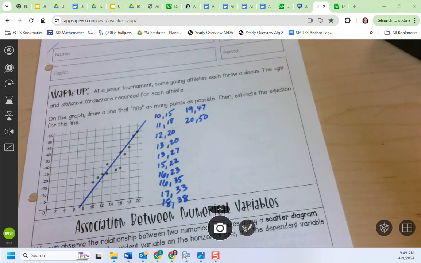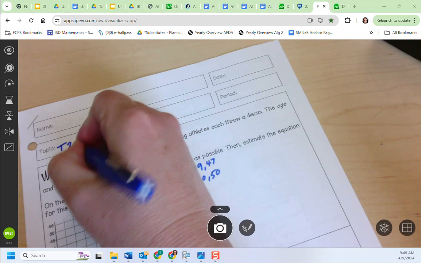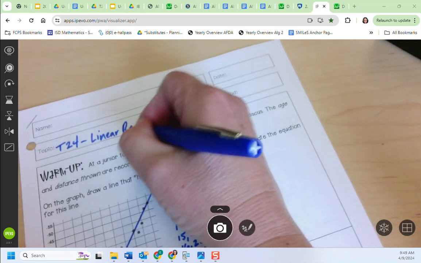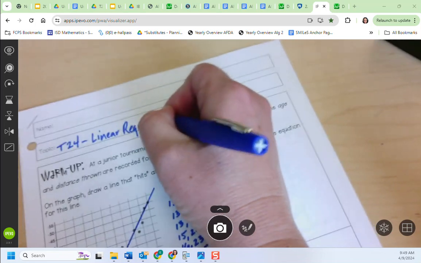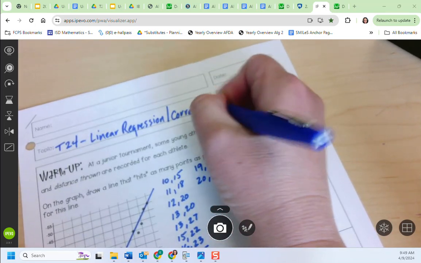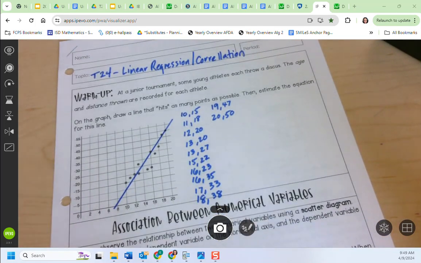Okay, so these are our topic 24 notes, which is linear regression and correlation. Okay, and so it asks you to make a line that hits as many points as possible.